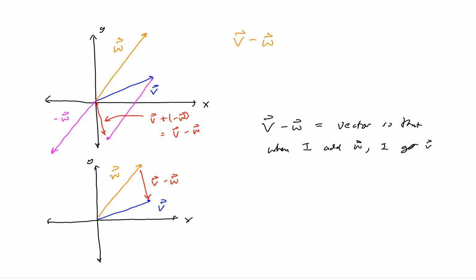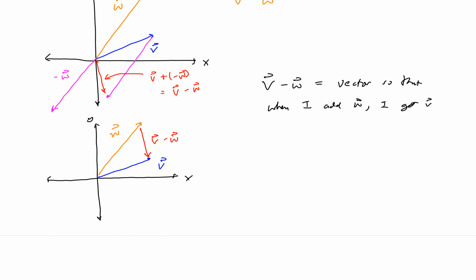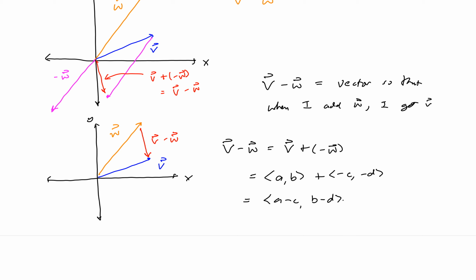In terms of coordinates, well, we know if we think of it the first way, v minus w is the same as v plus negative w. So this is (a, b) plus (negative c, negative d). So this is (a minus c, b minus d). So we just do the computation inside the coordinates like we did for addition.